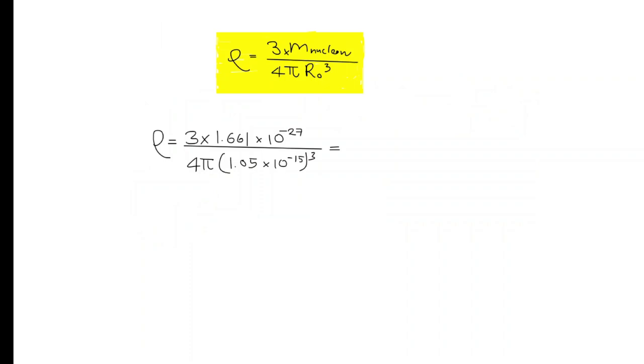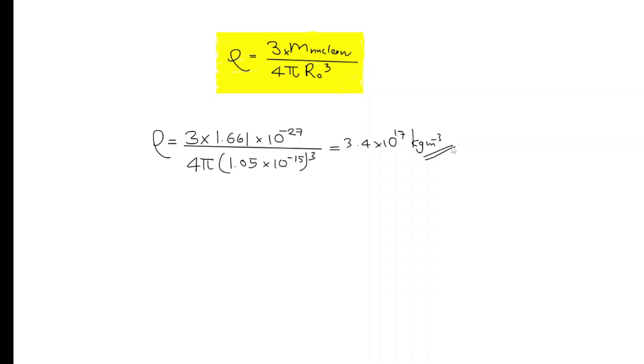3 times 1.661 times 10 to the power of negative 27 divided by 4π times the value of R₀, 1.05 times 10 to the power of negative 15, cubed. When you put it in the calculator, you get 3.4 times 10 to the power of 17 kilograms per cubic meter. Now, this is an extremely large value compared to everyday material.